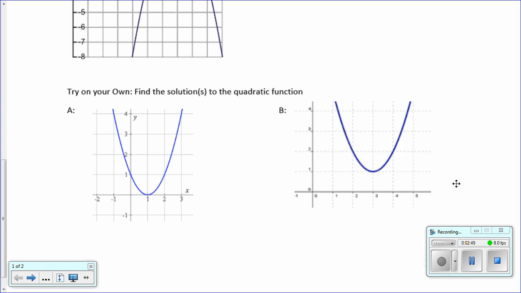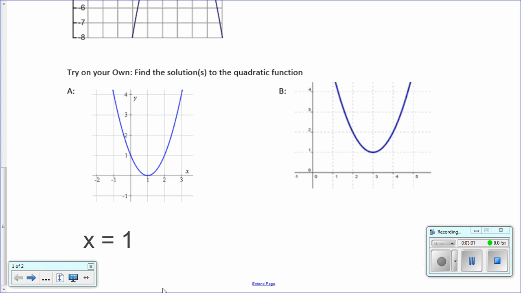Okay. I don't think this one took you very long. So first one, we're looking for the x-intercepts again. There's only one place. It's at the 1. This is where we only have one solution. X equals 1. This one, however, did not cross the x-axis at all, which means there are no zeros, aka no solutions. And that would be our answer.